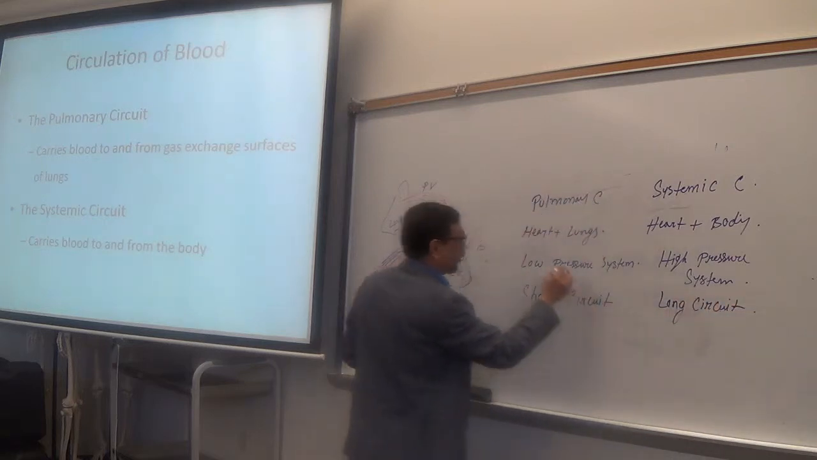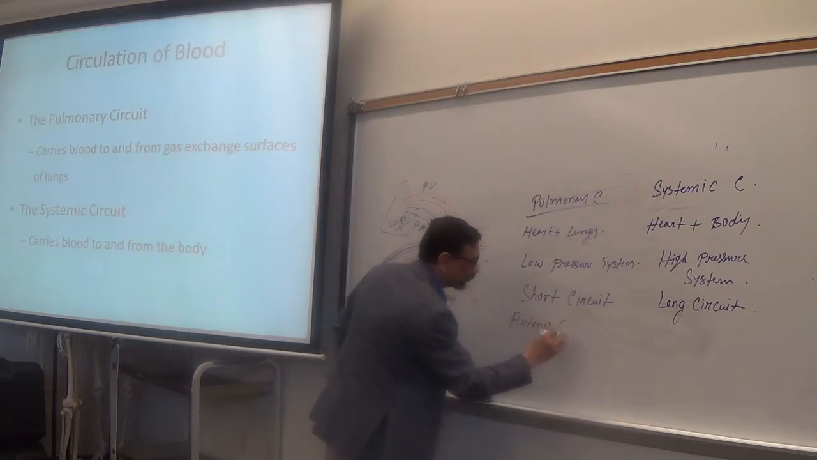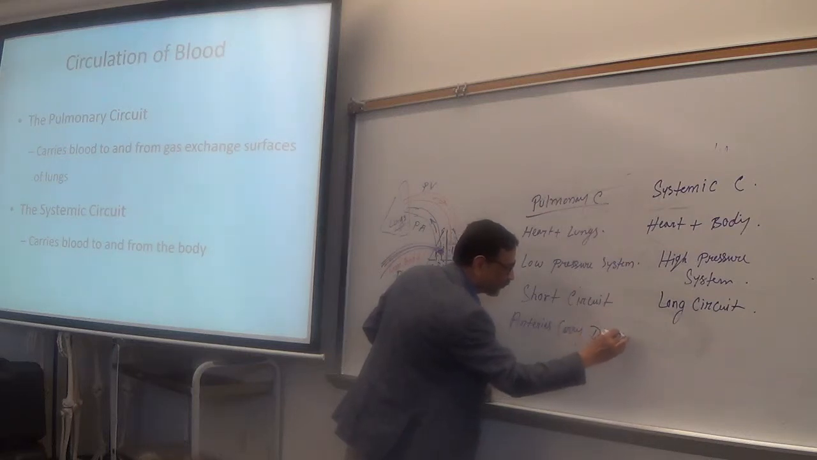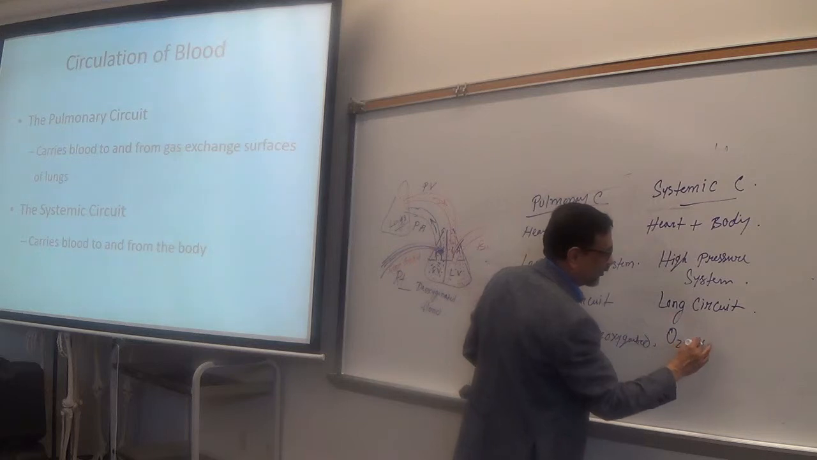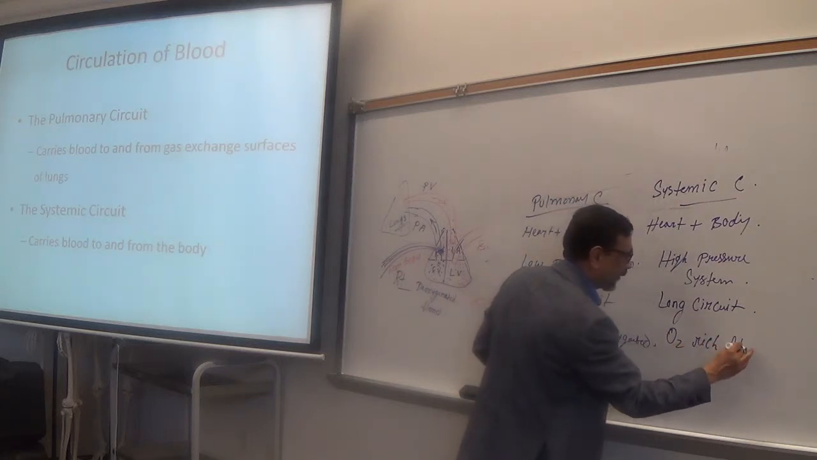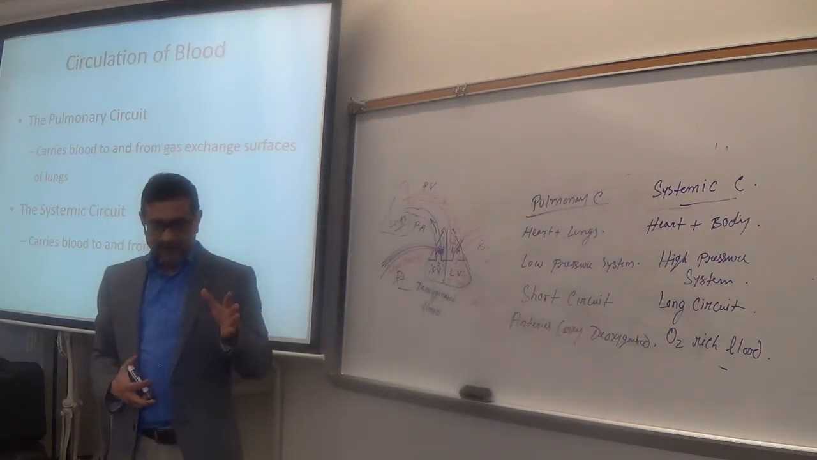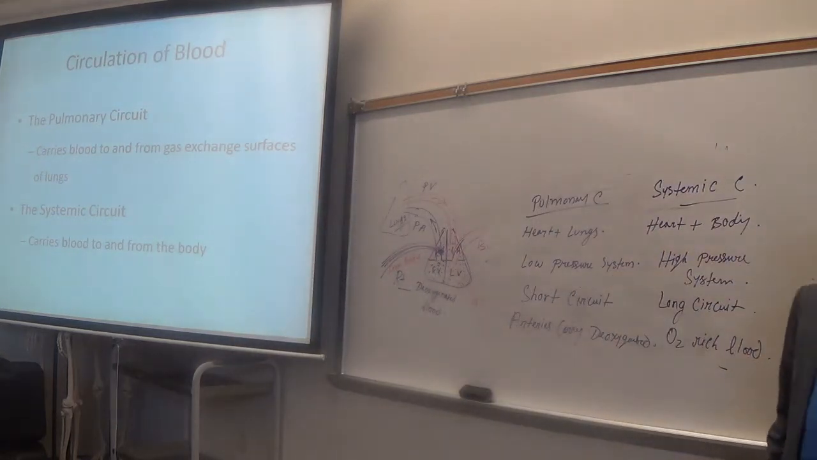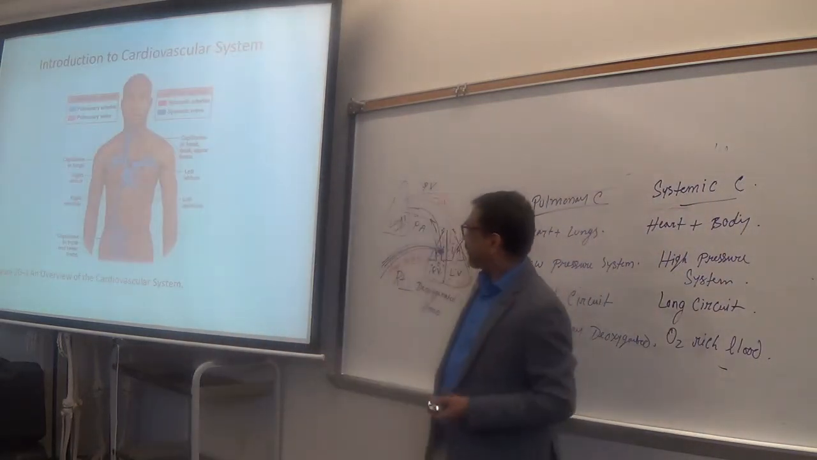Okay. In pulmonary, arteries carry what kind of blood? Deoxygenated. Very good. And veins are the opposite. In systemic, arteries carry oxygenated blood, and veins carry deoxygenated blood. So those are a few differences, right, between systemic and pulmonary circulation. Okay, so those are the circulations.